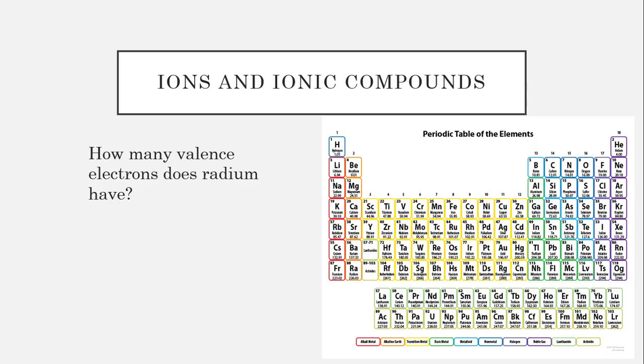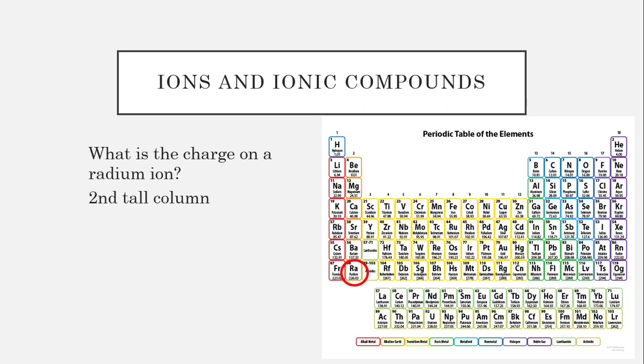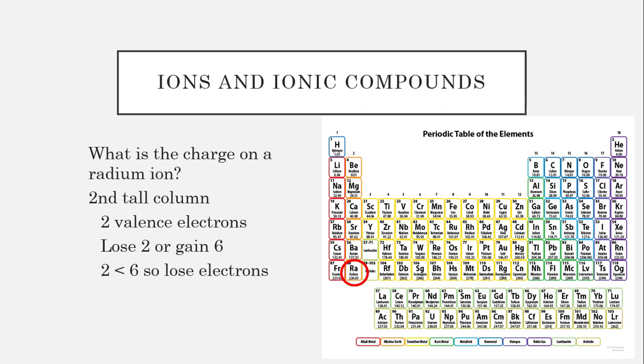So, how many valence electrons does radium have? The first thing you do is find radium. You see it's in the second tall column. That means it has 2 valence electrons. Now, what is the charge on a radium ion? It's in the second tall column, so it has 2 valence electrons. Lose 2 or gain 6. 2 is less than 6, so it will lose electrons. Loss of electrons results in a cation, or a positively charged ion, so it becomes radium 2+.